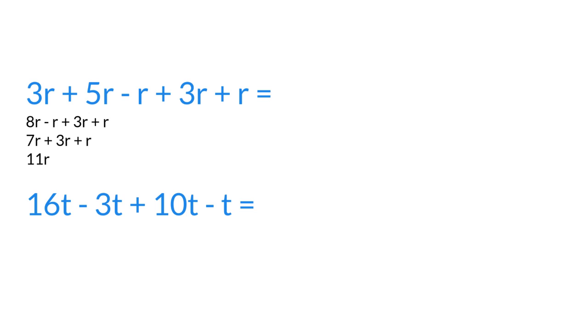Okay, 16t minus 3t is 13t, plus 10t is 23t, minus 1t is 22t. Okay, so I did that a little faster. Now, fortunately, I'm not really paying a lot of attention to BEDMAS rules or anything, because I'm just using subtraction and addition at this point. So you do them interchangeably just as they appear.